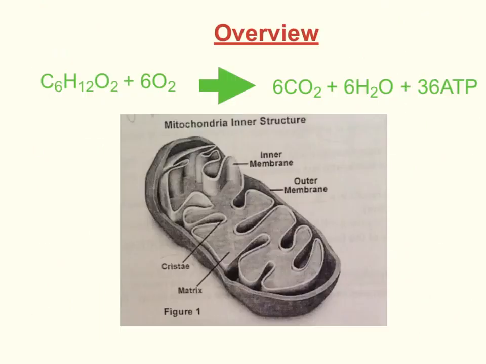Cellular respiration is a four-step process where glucose is broken down to create 38 ATP. Cellular respiration occurs in the mitochondria. The first step, glycolysis, occurs in the cytoplasm. The second and third steps, pyruvate oxidation and the Kreb cycle, both occur in the matrix. The fourth and final step, which is the electron transport chain, occurs in the inner membrane of the mitochondria.